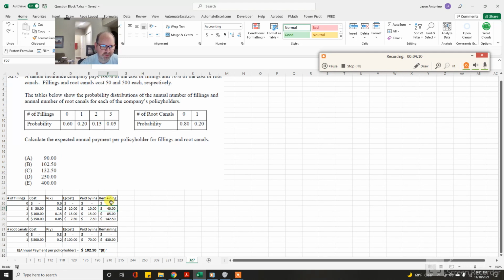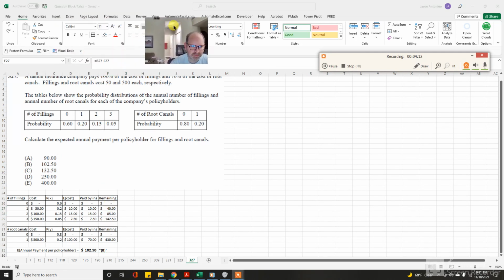We're going to have to fix this formula too as well. So these are paid out at 100%, just equal that guy. Actually, that's not true. Just paid out at 100%, just zeroed it out, and then paid by the insurance, this would obviously have to be 100 minus 70. So the insurance company would expect to pay $102.50 per year.